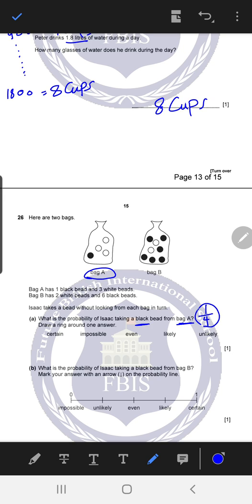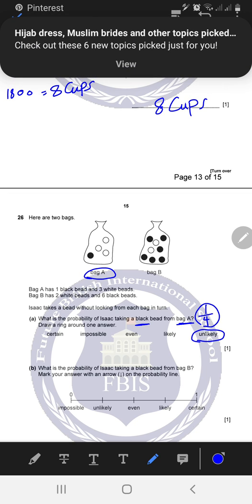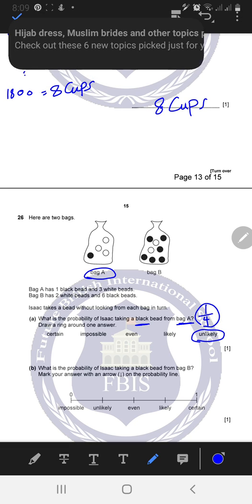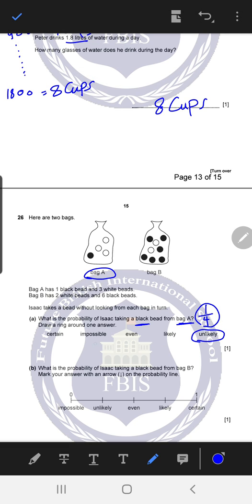Since the number 1 is smaller than half of 4, it's unlikely. If it was 2 over 4, it would be even. If it's 0 over 4, it will be impossible. If it's 4 over 4, it will be certain.